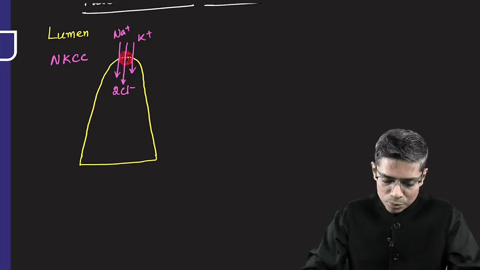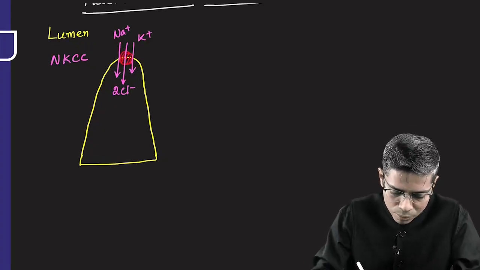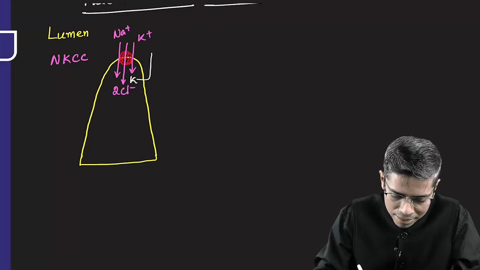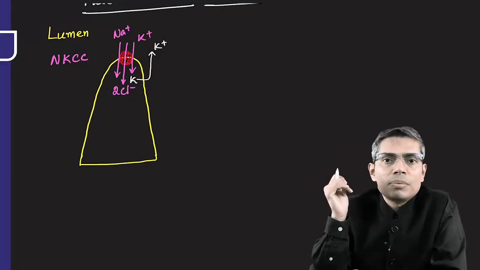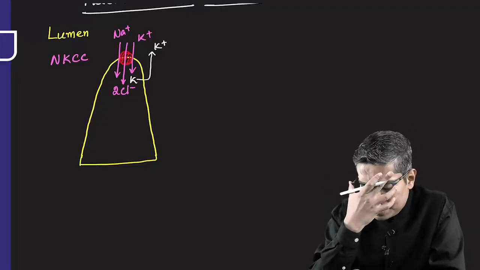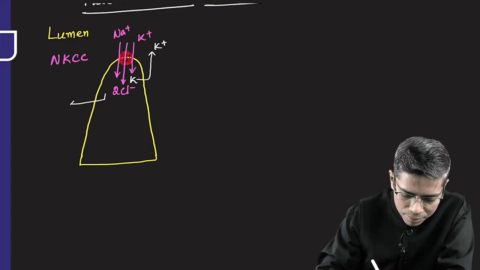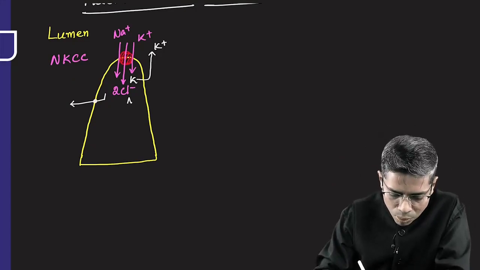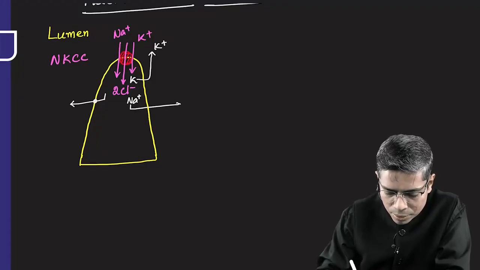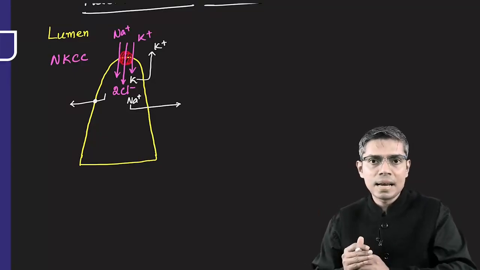So after the absorption of the sodium, potassium and chloride, what is going to happen? The potassium will diffuse back again at the level of the lumen by some channels, the name of which we'll discuss later on. The chloride will be reabsorbed from the basolateral side by a separate channel, and the sodium will also be reabsorbed from this basolateral side. So sodium is moving from the cell to outside, reabsorption.